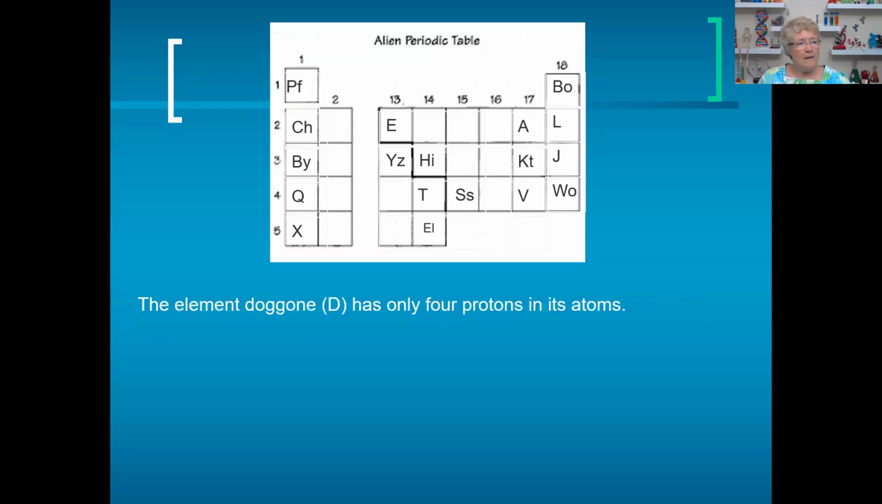All right, now the element doggone only has 4 protons in its atoms. Where's doggone going to go? Yep, it's going to be 2-2 right here. Period 2, family 2, or group 2. Guys, we're half done. We're more than half done.